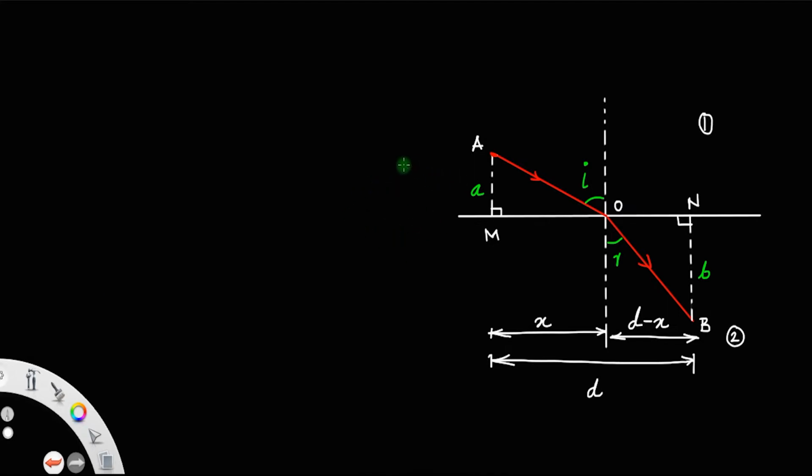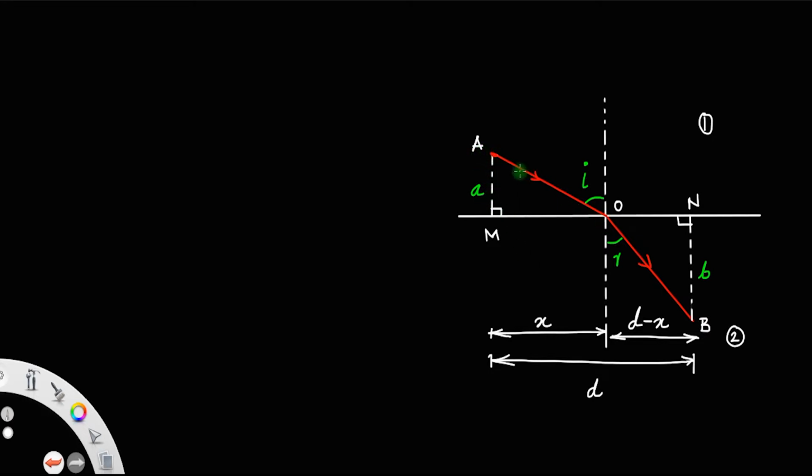So, how will you prove Snell's law from Fermat's theorem? Consider a light ray AO incident at the point O. Let this be the line separating the two media, 1 and 2. So AO is the incident light and OB is the refracted light.